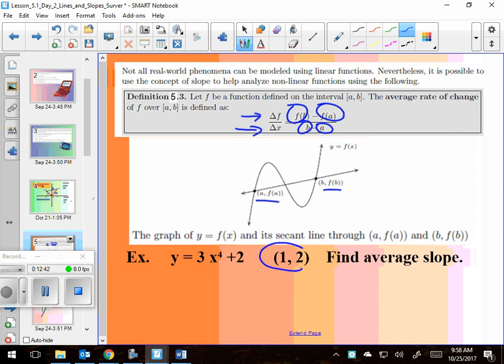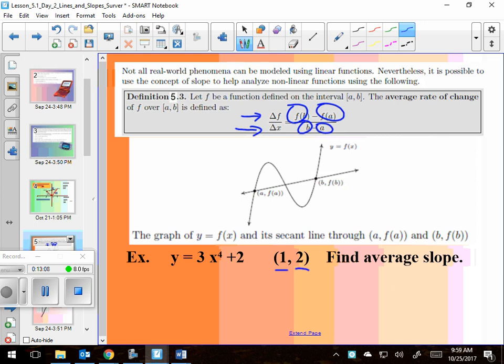When I got to this problem, I freaked out a little bit because I'm like, what are they giving me a point there? They are not giving you a point there. It's the interval between 1 and 2. So when they say this, be careful. They're not giving you a point. They're giving you an interval over which you've got to find the slope.